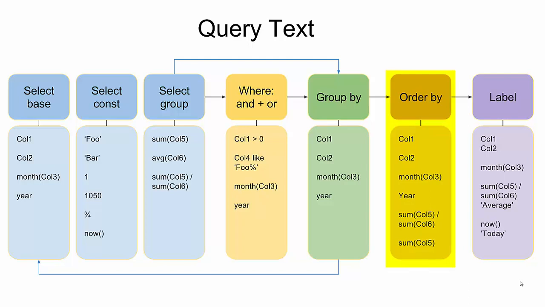Next is order. You may want to sort your query or reporting result by column, by month, by sum of column, and so on. And the last part is label, when you name your columns. For example, now is today, sum of col 5 divided by sum col 6 is average.